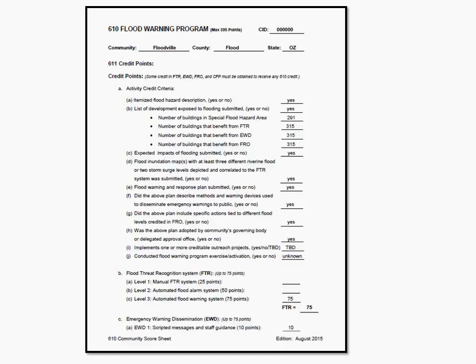Subsection B, flood threat recognition system, I'll put which points that you're credible for. If you do have a good system, but you don't have a map or adopted plan, I'll still indicate those points, but they'll be in red font with a parentheses around the number, and it will say 0 in FTR.